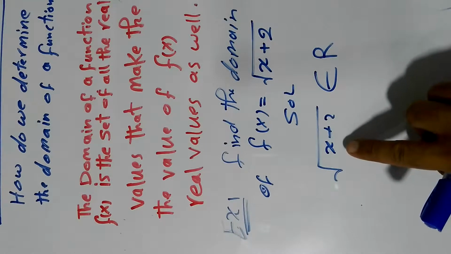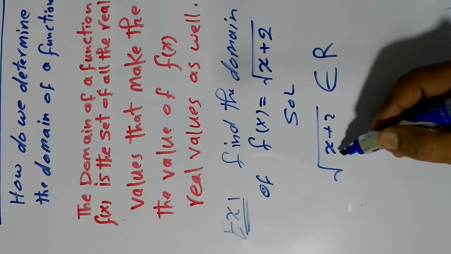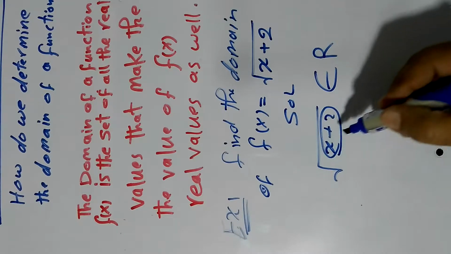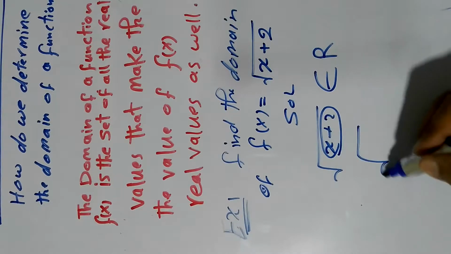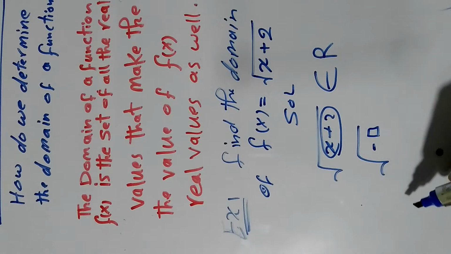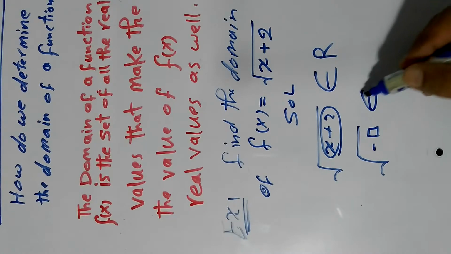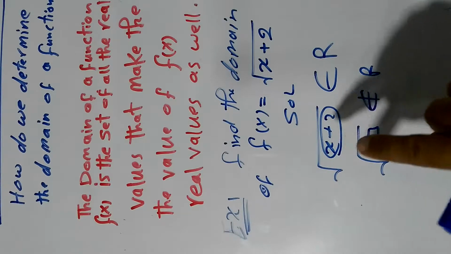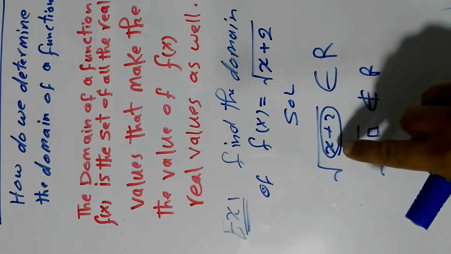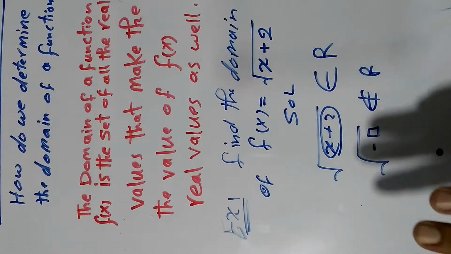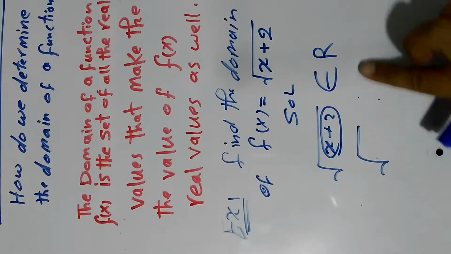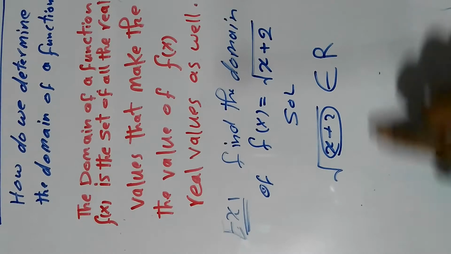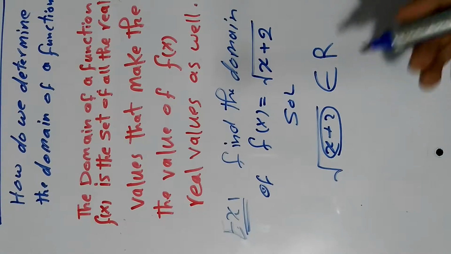And you know, if the value under the root is negative, the square root of any negative number doesn't belong to R. So the value underneath the root must be positive or 0. And that's how we will determine the domain.